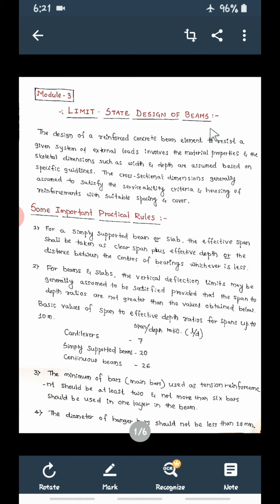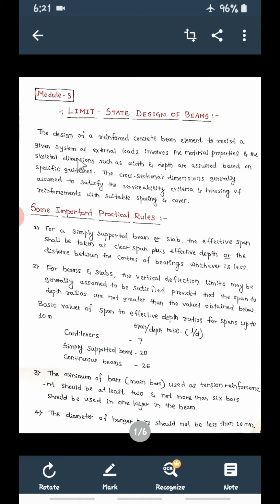From here onwards, module number 3 will design the beams: singly reinforced beam, doubly reinforced beam, and T beams. In module number 4 we will design slabs and staircases, and in module number 5 we will design columns and footings. So modules 3, 4 and 5 are totally design of elements. First we will take the design of beams.